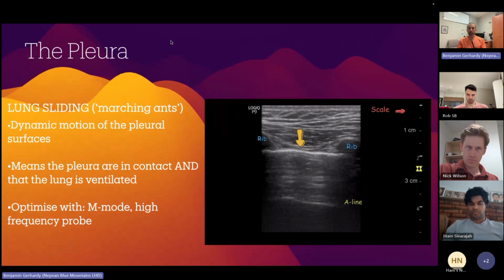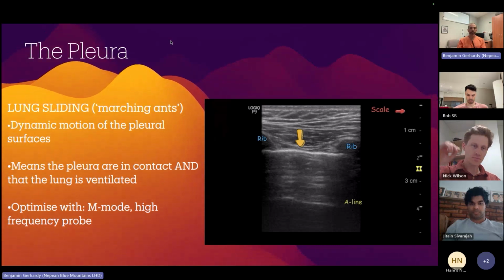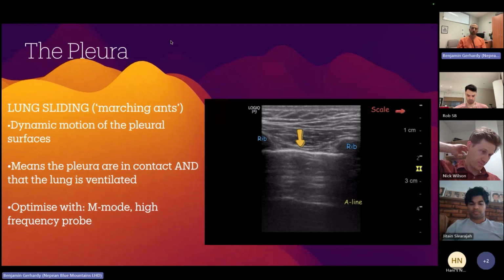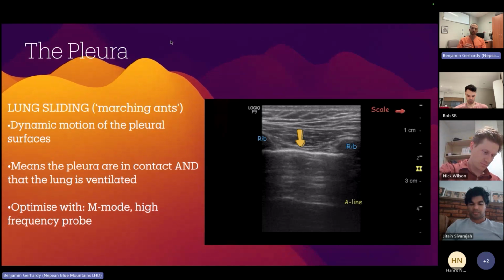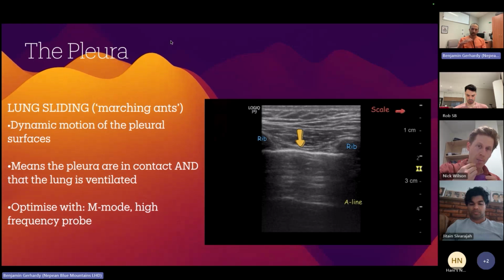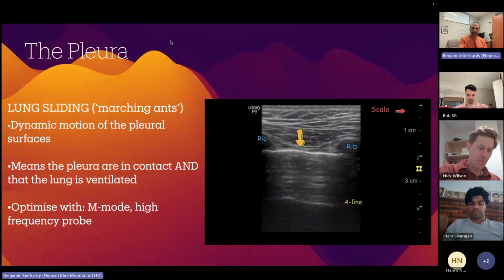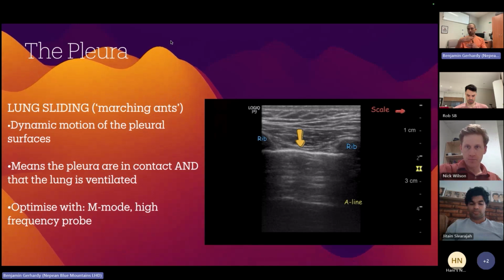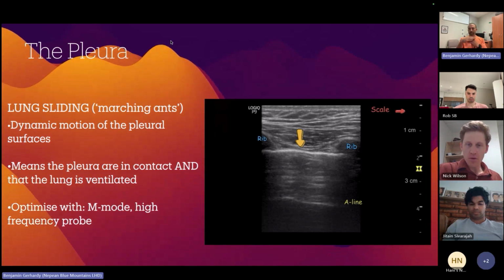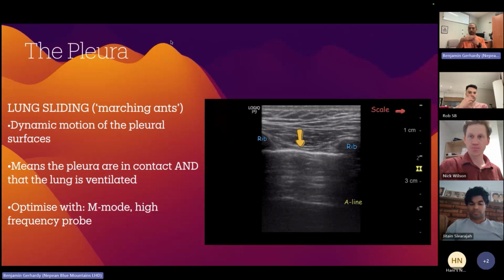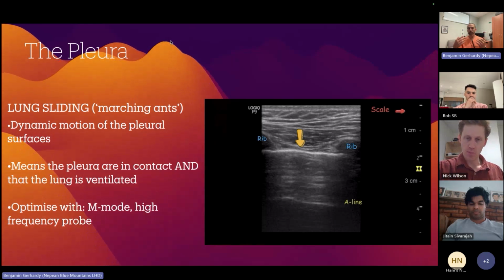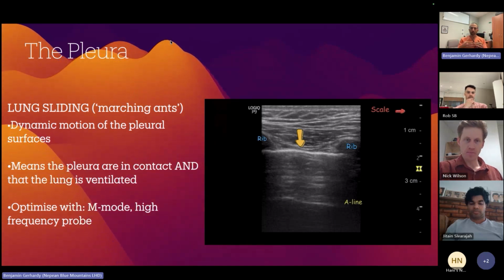This is just an image. It's not a sliding dynamic GIF. So the pleura is that bright white line. When you can see the bright white line and you can see things sort of tracking underneath it, like an A line there, it tells you that you have an intact pleural interface. So the visceral pleura is up against the chest wall, which means you don't have a pneumothorax.